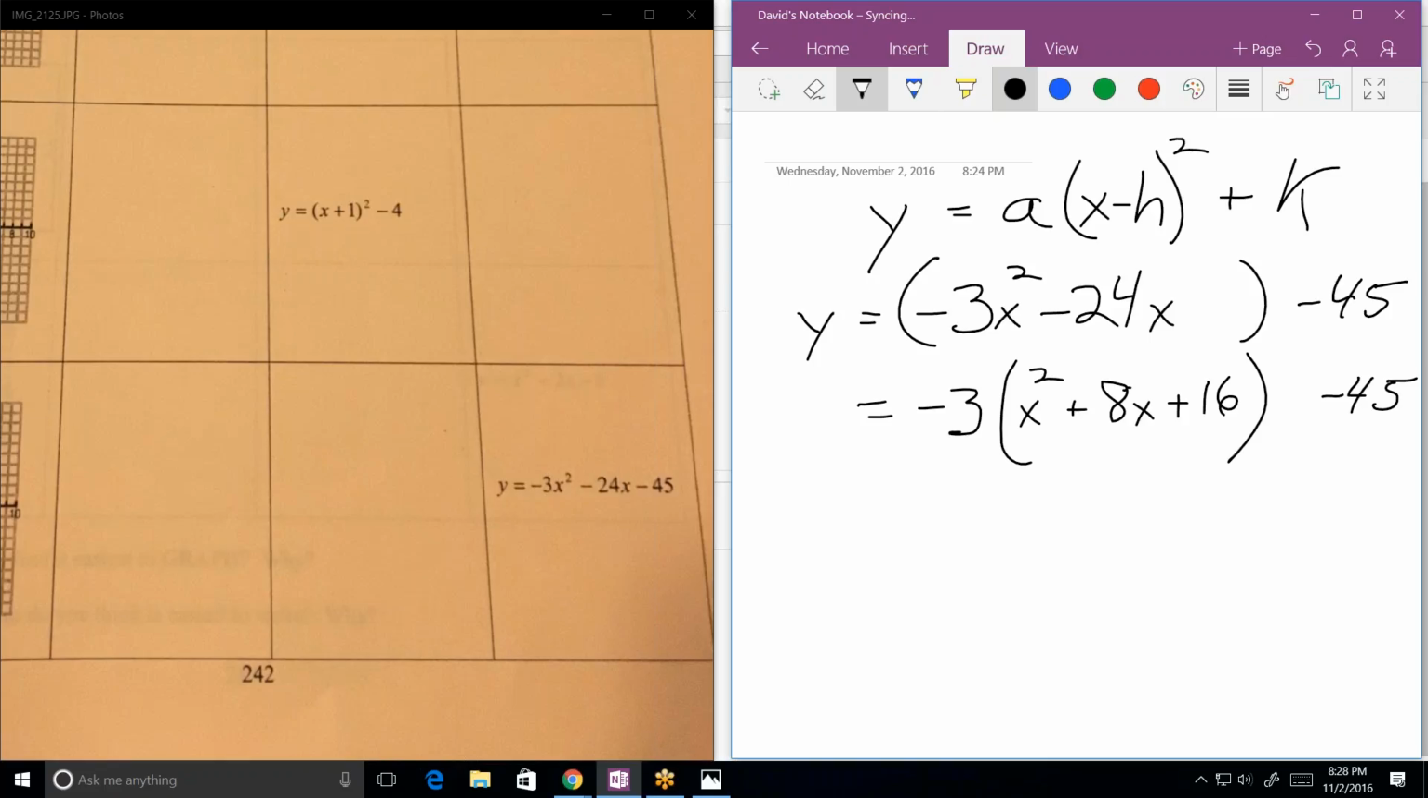When I wrote 16 in there, how much did I add to the right side of the equation? Or subtract. Oh, that's right. So 16 times 3, which is times negative 3. Yeah, times negative 3. So what did I do to the right side of the equation when I wrote 16 in there?